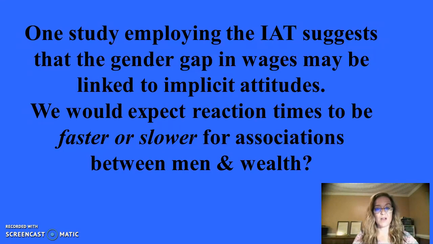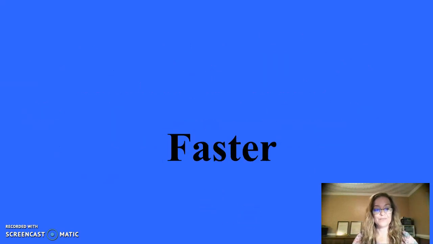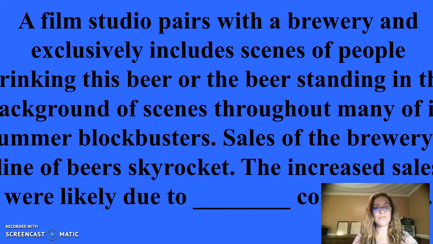Just to provide a little bit of context before we talk about this question, explicit attitudes are consciously accessible attitudes. They're controllable and reportable, whereas implicit attitudes are less controllable and potentially not consciously accessible. So one study employing the IAT, which is the Implicit Association Test, suggests that a gender gap in wages may be linked to implicit attitudes. We would expect reaction times to be faster or slower for associations between men and wealth. What is faster? Okay, attitude formation for 300.